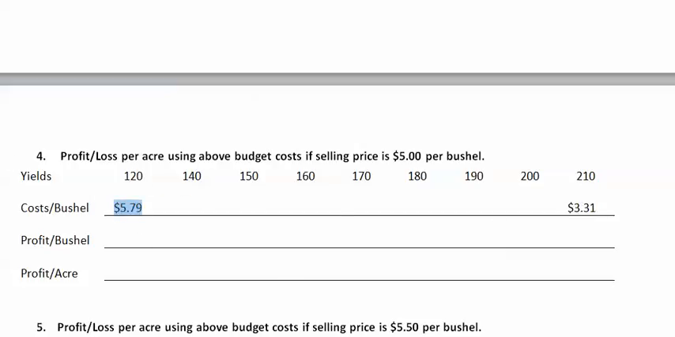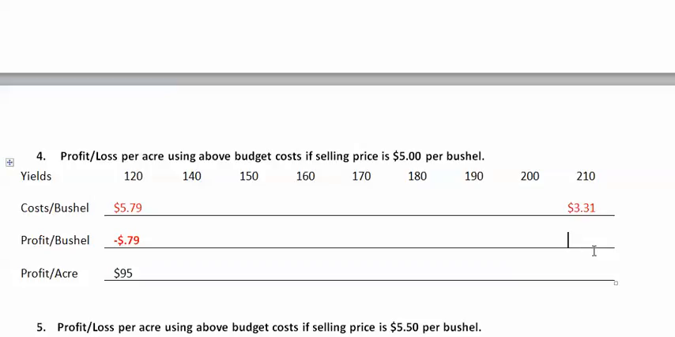Now, what's my profit or loss per bushel? I tell you right here, the selling price was $5 a bushel. Well, it cost us $5.79, so we lost 79 cents a bushel. Not much fun. It happens. We lost 79 cents a bushel, so if I want to convert that to profit or loss per acre, I just simply take the 79-cent loss per bushel times 120 bushels, and that would be $95.